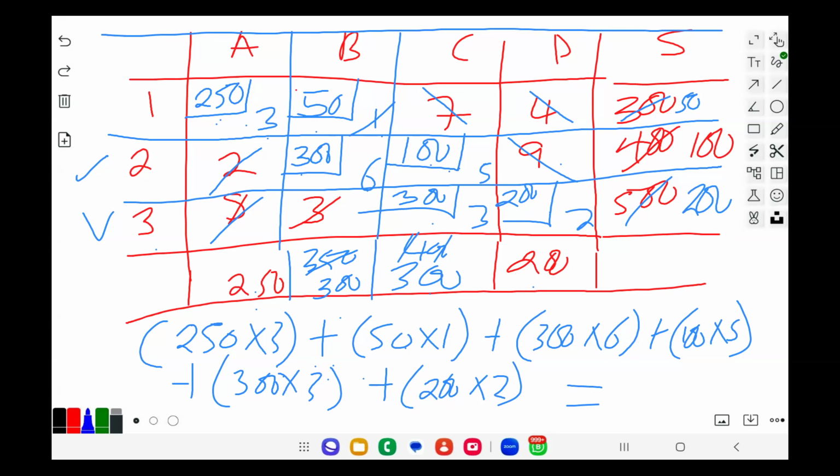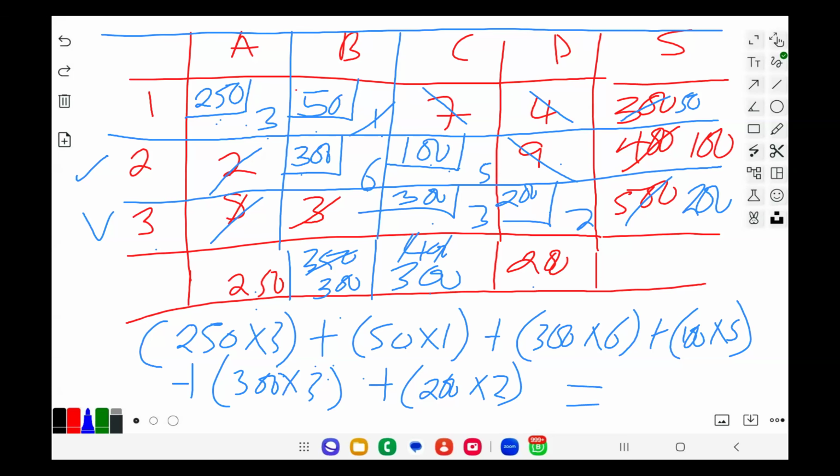You get it? So 250 times the 3, we know that this is 750, plus 50, 800. That's 800, right? Then 300 times the 6 is what? 300 times 6 is 1,800. 1,800 plus 500 is 2,300. So we have 800 and 1,300. 800 and 1,300. This is 900. 300 times 3 is 900.